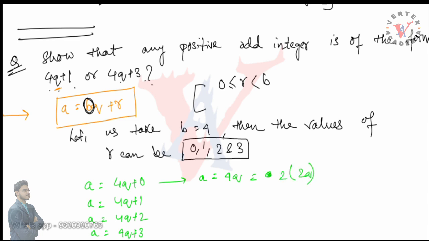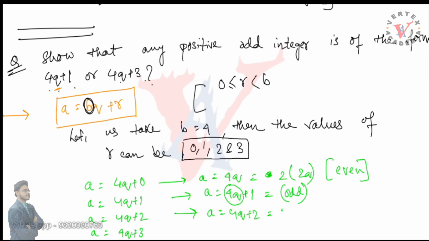Now if any number is multiplied by 2, then it is always an even number. So this is even. Now 4q plus 1, a equals 4q plus 1. See, 4q is an even number, and an even number plus 1 is always an odd number. 2 plus 1, 3, odd number. 8 plus 1, 9, odd number. So this is odd. The third case, a equals 4q plus 2, which equals 2 times (2q plus 1). Again, this is a number multiplied by 2, so this is also even.